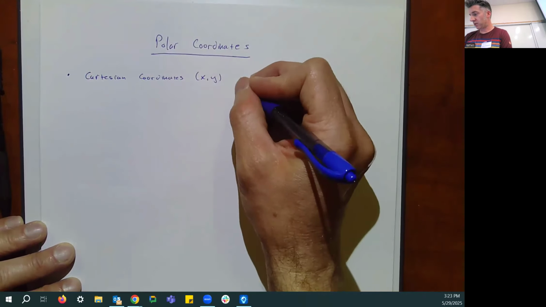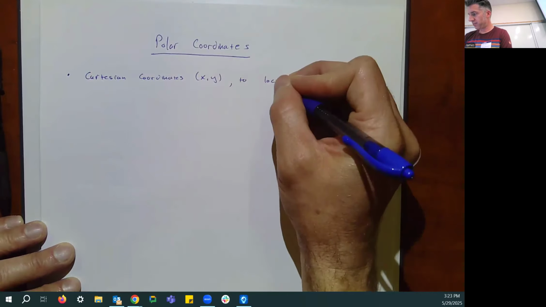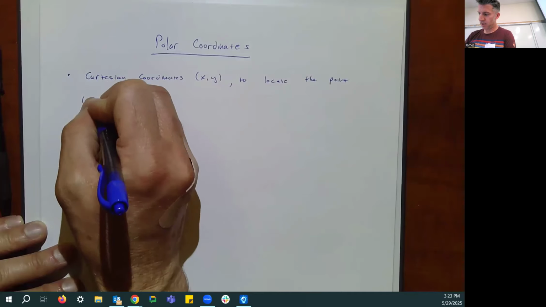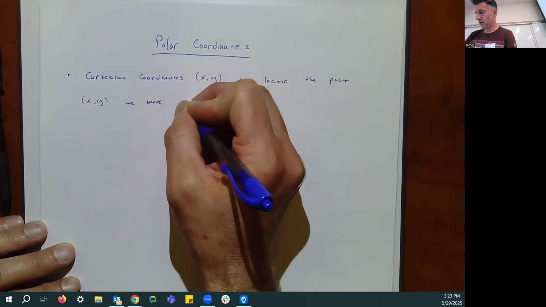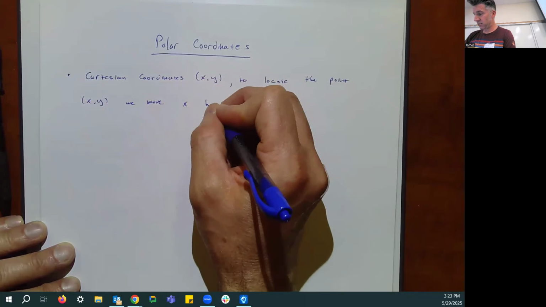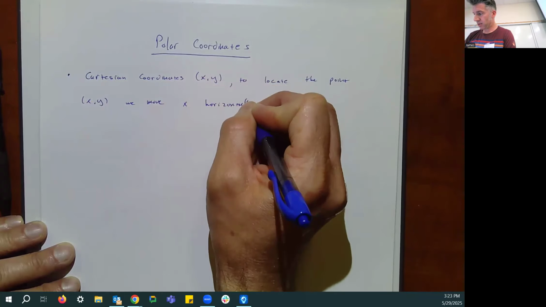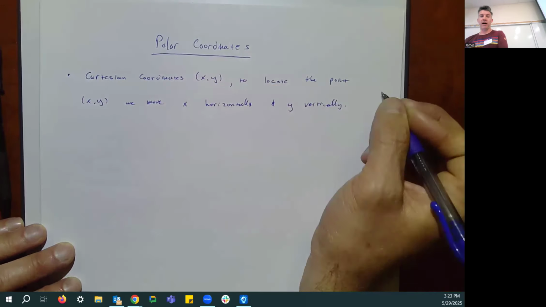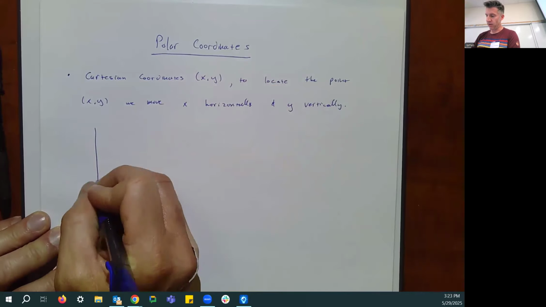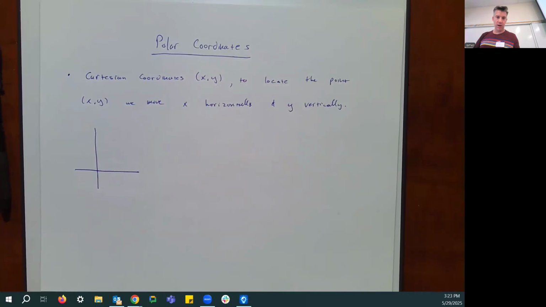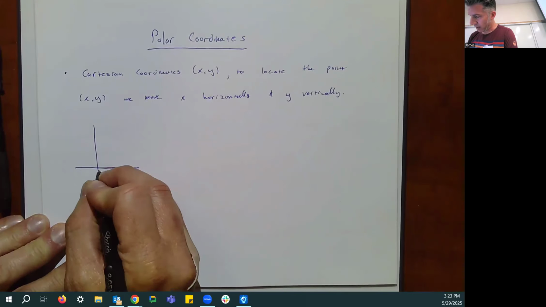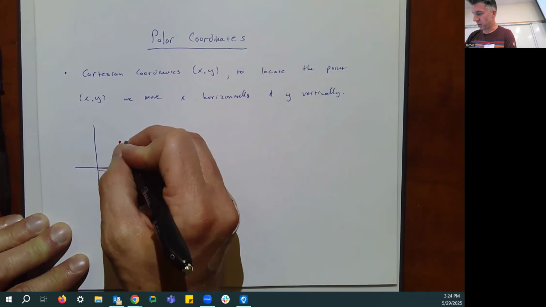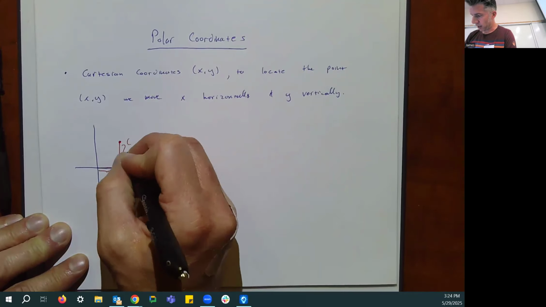Just to be very specific, to locate that point, we move x horizontally and y vertically. Not that you don't all know that, but just to remind ourselves how that works. So for example, if I want to find the point x comma y, I move over a value of x and up a value of y, assuming x and y are both positive. And there's my point, x comma y.